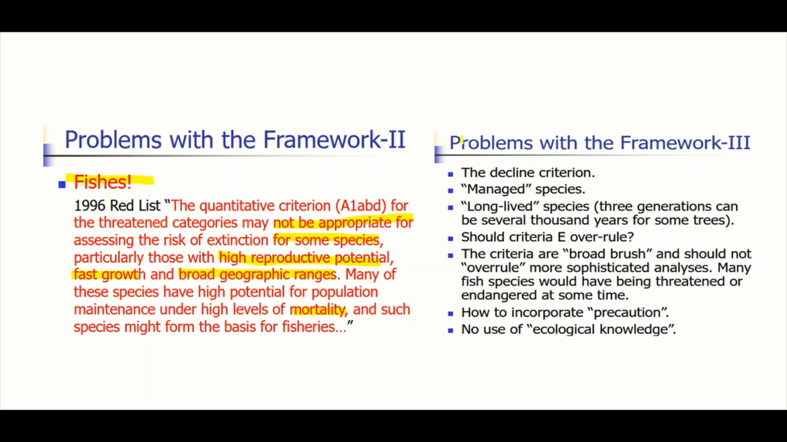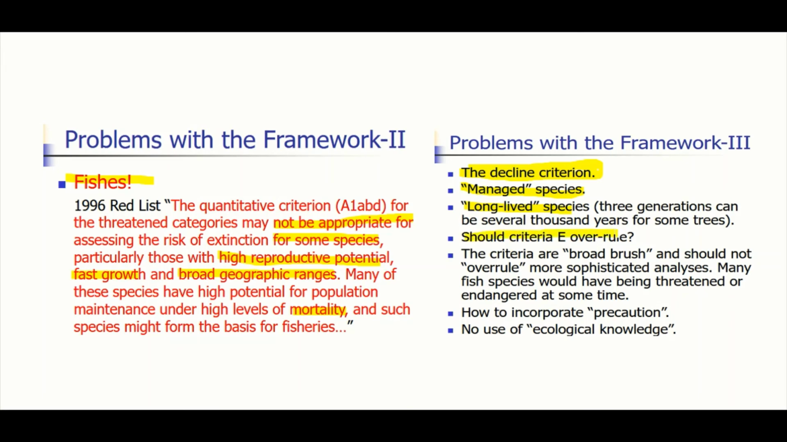Then of course, another problem with this framework is the decline criterion. Yes, we talked about that. How do you determine the criterion for decline in a population? Then we have managed species issues. Then for long-lived species, 3 generations can be several thousand years for some trees, because we have some trees that you may not really classify in generations, as it would mean many thousands of years. So you can see that applying this to such species can be difficult.